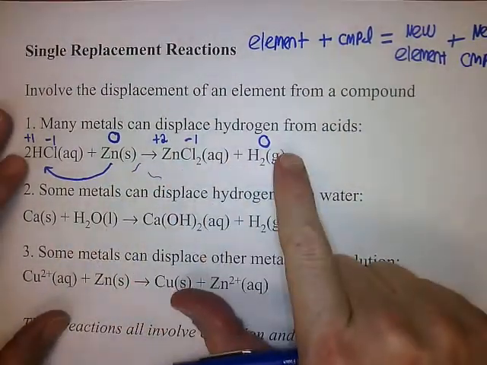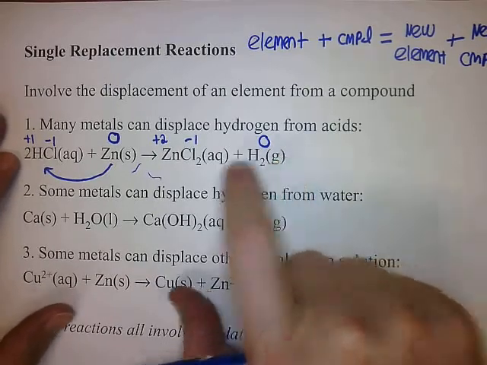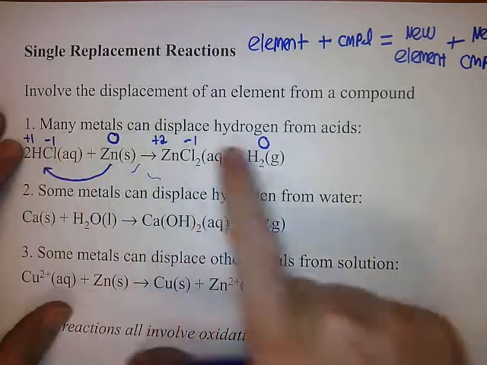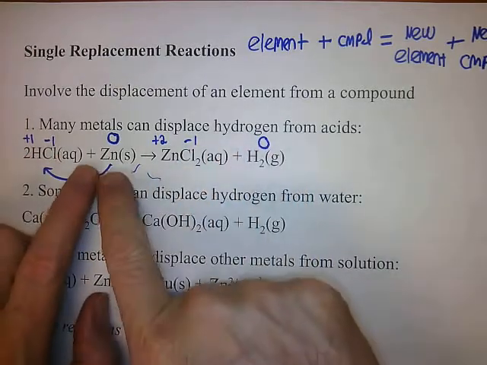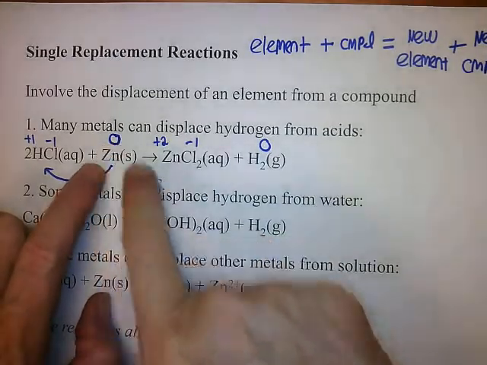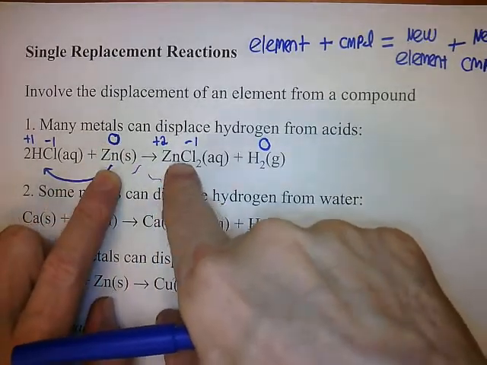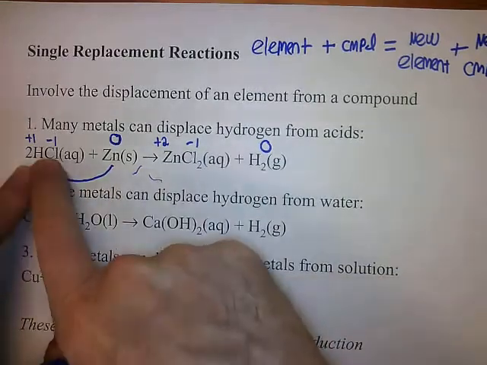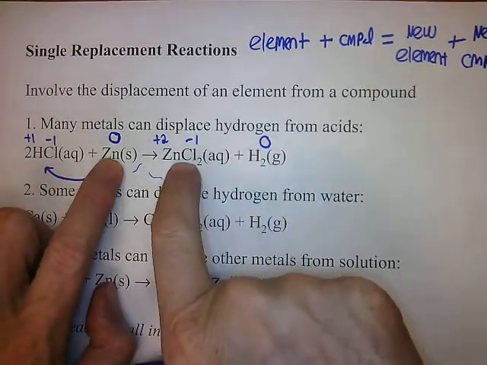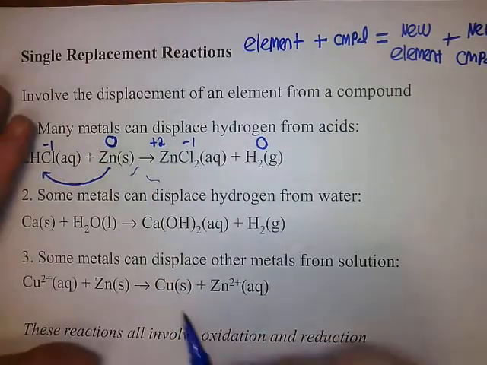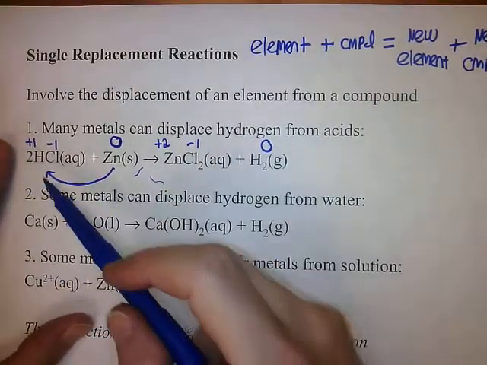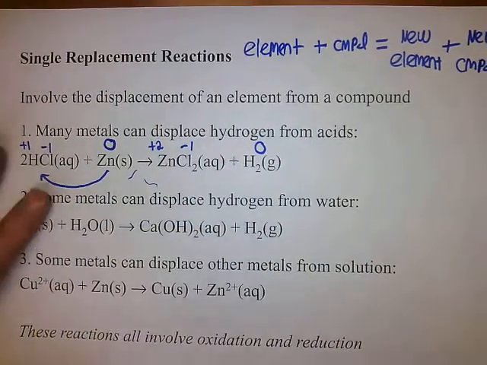So you can see why this involves oxidation and reduction. The hydrogen is being reduced from +1 to 0, and the zinc is being oxidized from zinc elemental form 0 to zinc as part of a compound. So I'll say that one more time. The hydrogen is being reduced, and the zinc's being oxidized. Okay. But basically, the zinc is going in and displacing the hydrogen. Okay.